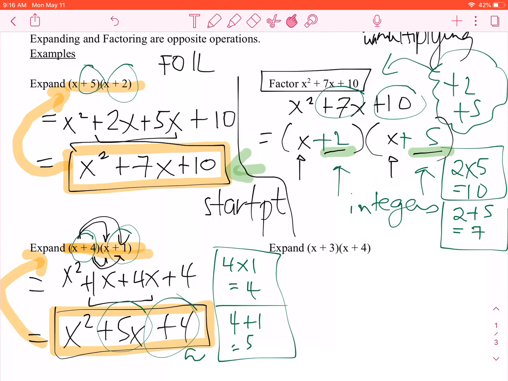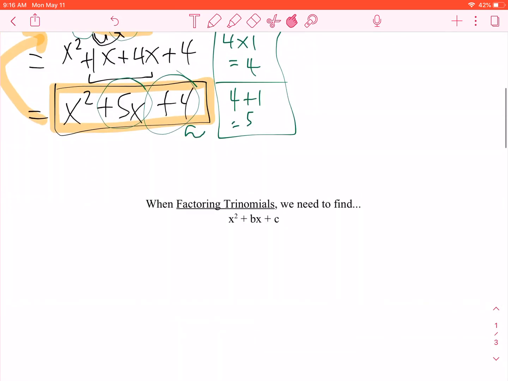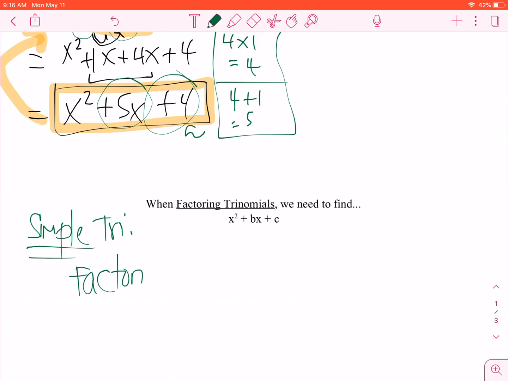Now, today we're going to figure out what that relationship is. Okay, so in factoring, we need to find x squared plus bx plus c. Okay, so we're going to learn about how to factor simple trinomial factoring. Okay, and we're going to use this method.